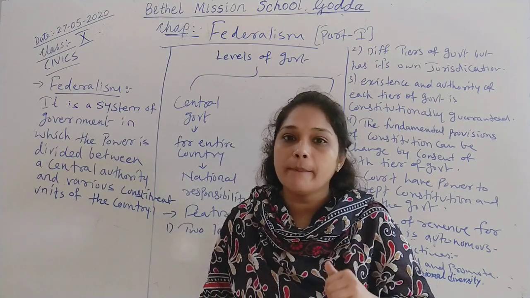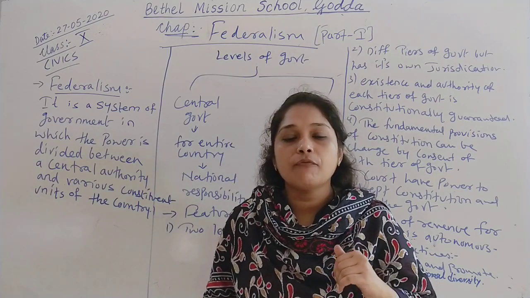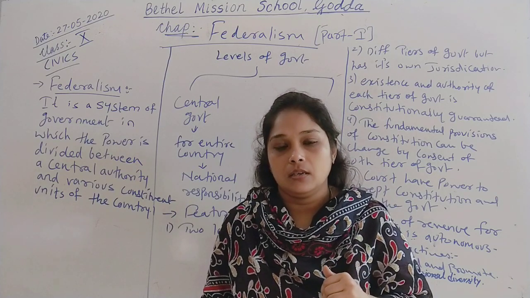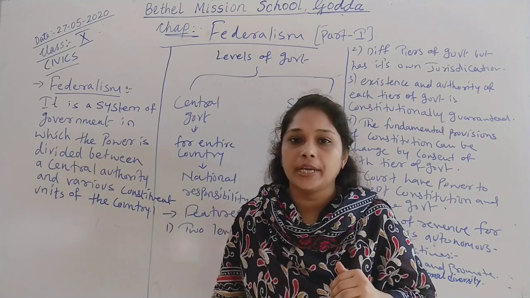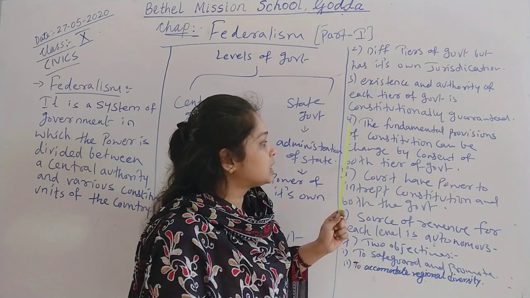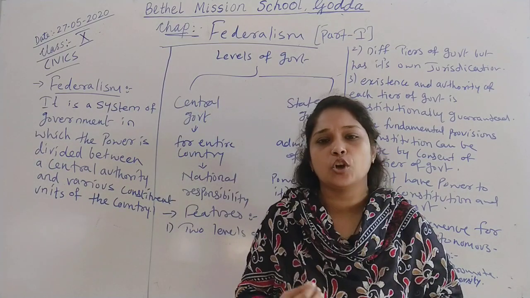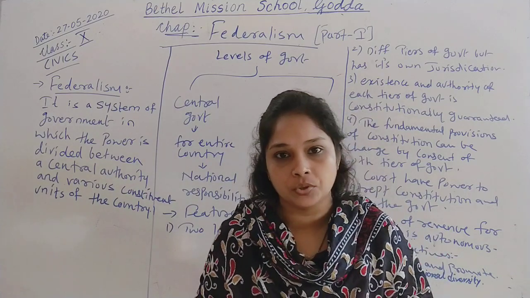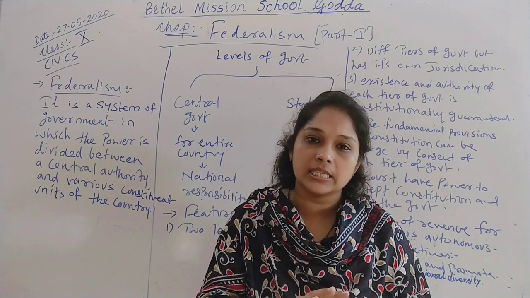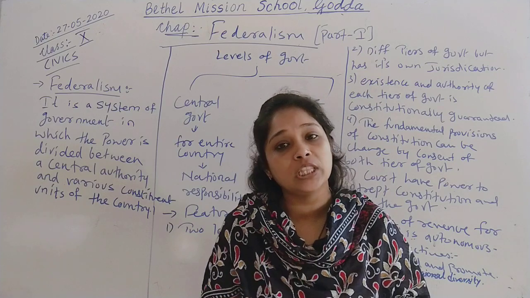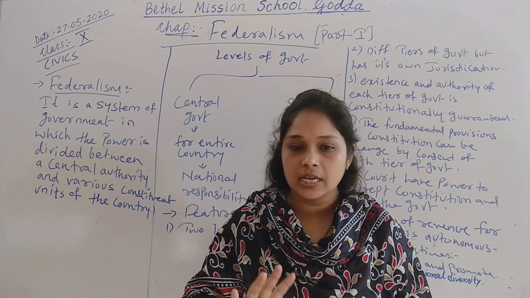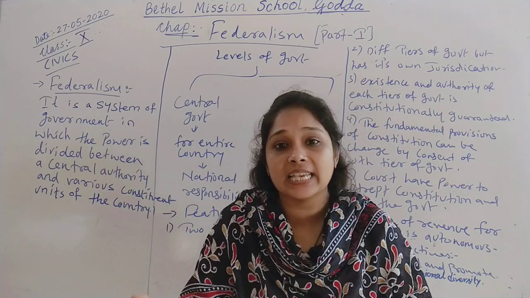But if you want to amend the constitution, 3/4 majority is compulsory, and that 3/4 majority is the consent of both state and central government. If any provisions need to be changed or amended in the constitution, it requires consent of both levels of government, that is central government and state government. Like, let's take an example.